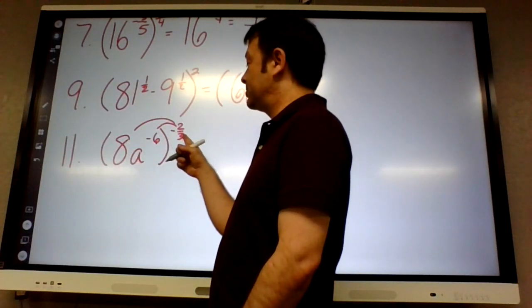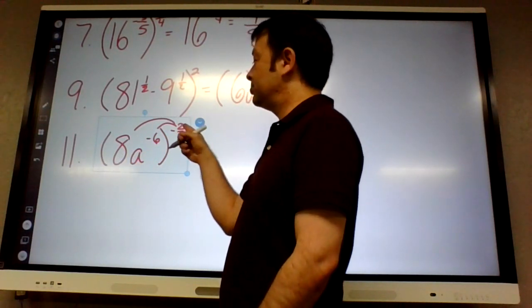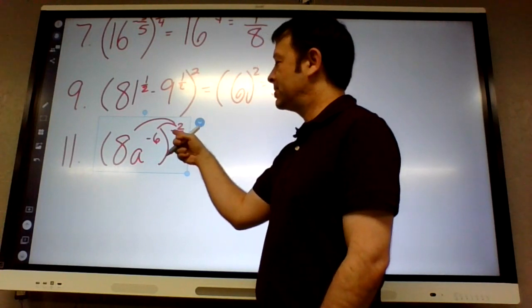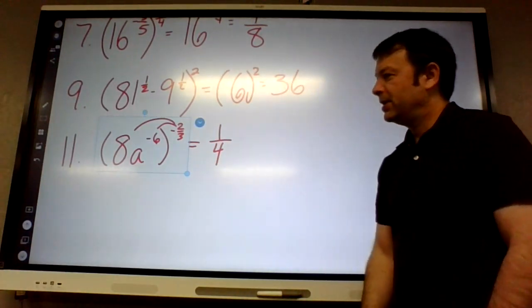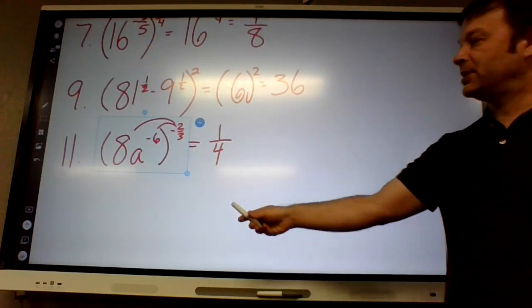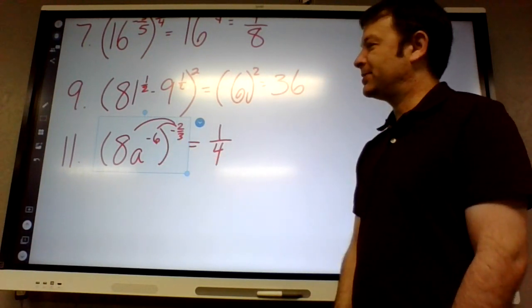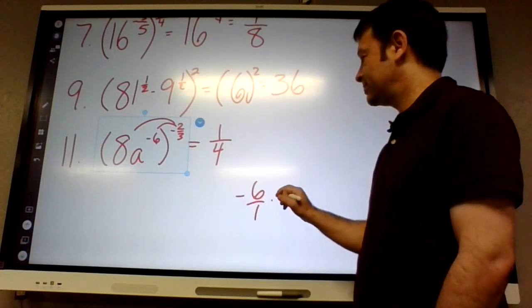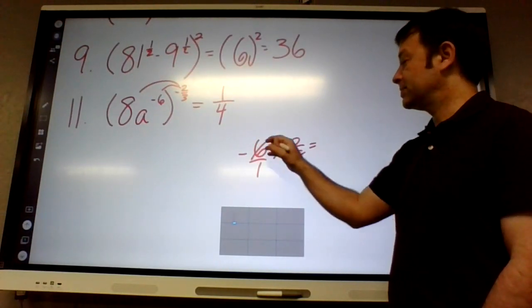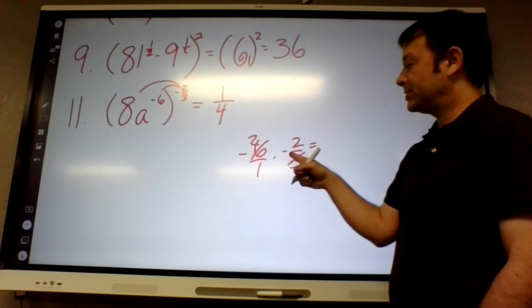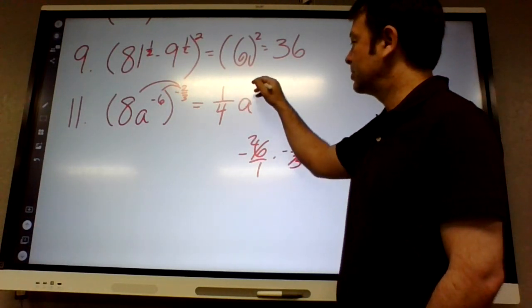8 to the -2/3. So what is the cube root of 8? 2. What's 2 squared? 4. And what's the negative going to turn into? 1/4. And then what do we do with the exponents right here? Multiply. -6 over 1. Okay, I'll show it. The negatives will cancel out. 6 reduces, so it's positive 4 over 1, which is positive 4.